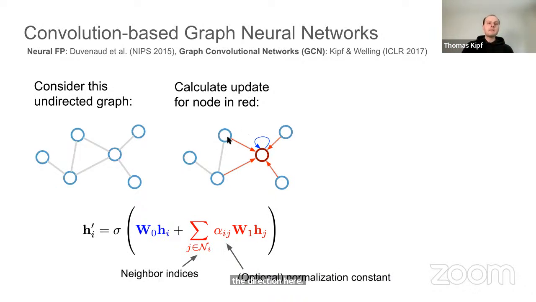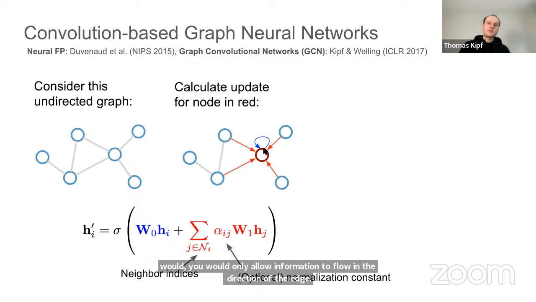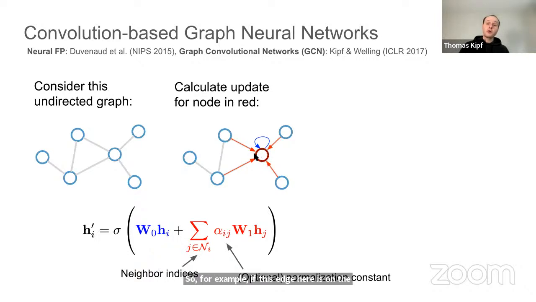Therefore, we don't prescribe any direction on the graph. So it's an undirected graph. In a directed graph, you would only allow information to flow in the direction of the edge. So for example, if this edge on the red node to the top left points the other way, then this red arrow here would disappear. No information would flow in this message passing step.